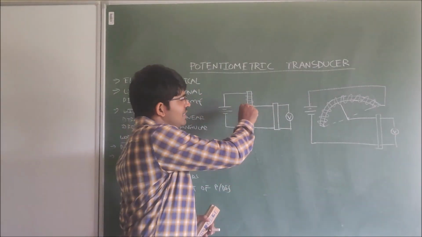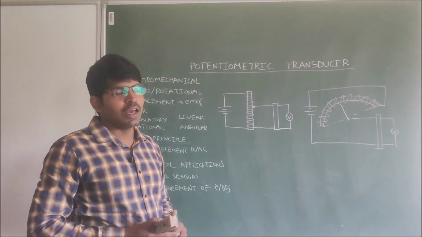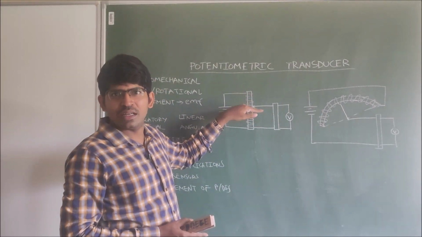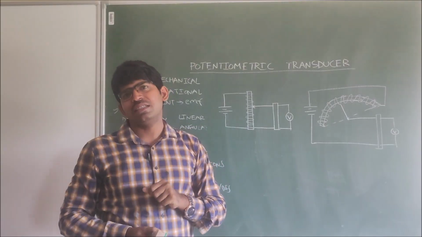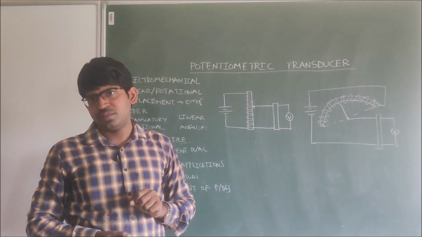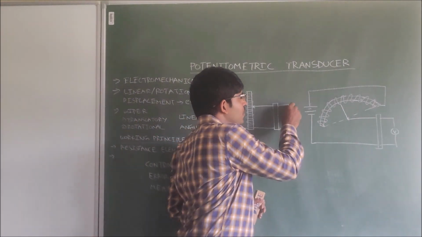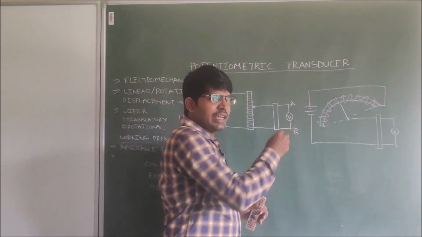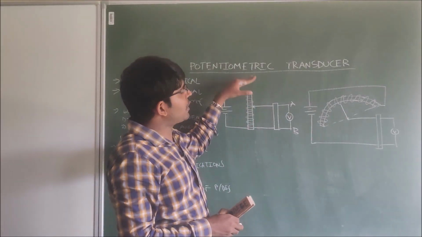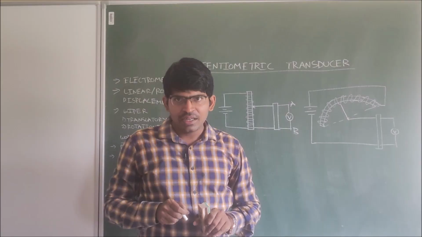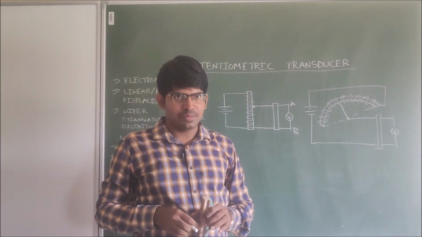Now, this is wiper. When the wiper is moving from this end to this end, the resistance is changing of this rheostat. That resistance is observed, so that between terminals A and B, when the wiper is moving, resistance is changing. Because resistance is changing, voltage is also changing.